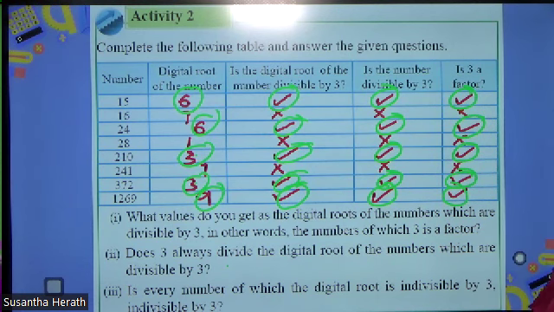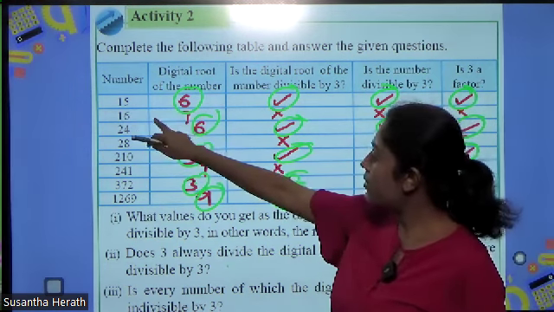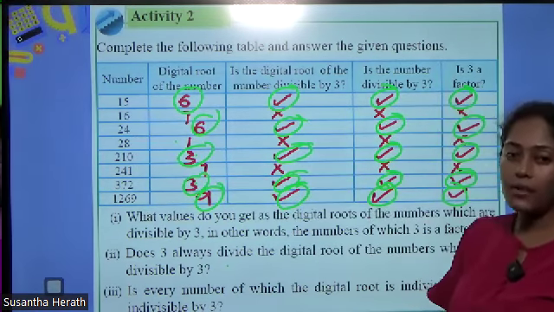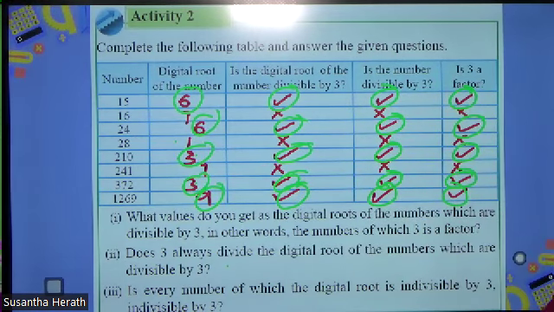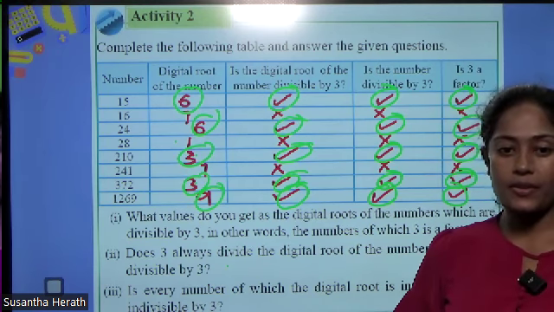Is every number of which the digital root is indivisible by 3, indivisible by 3? That means they are asking about these numbers. Now the digital root is 7. Here 1, 3, 1, 7. Are those indivisible by 3? That means they are asking, can't we divide those numbers by 3? Yes or no? No, we can't divide, right?